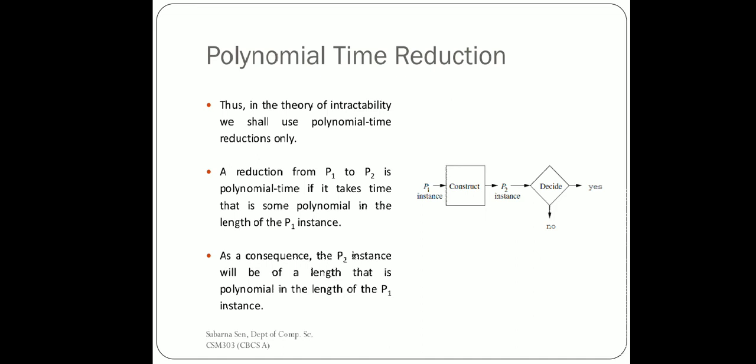So previously P1 was taking exponential time to execute. Now if we can reduce it using P2, then it can be done in polynomial amount of time only, right? As a consequence, the P2 instance will be of polynomial length in the P1 instance, because we have successfully constructed a construct algorithm which can execute in polynomial amount of time. So in this fashion we can use this very important concept, polynomial time reduction.